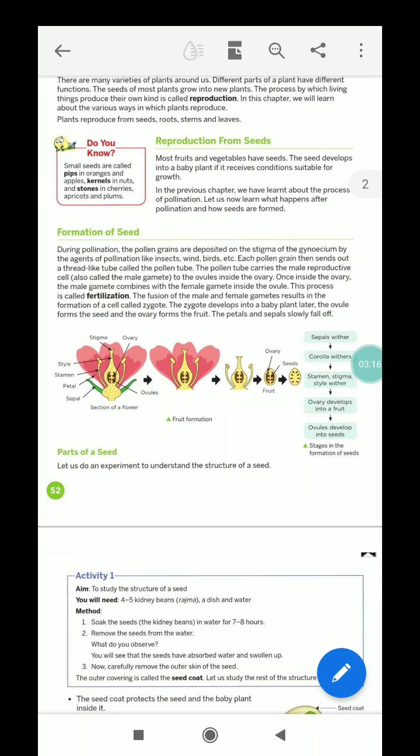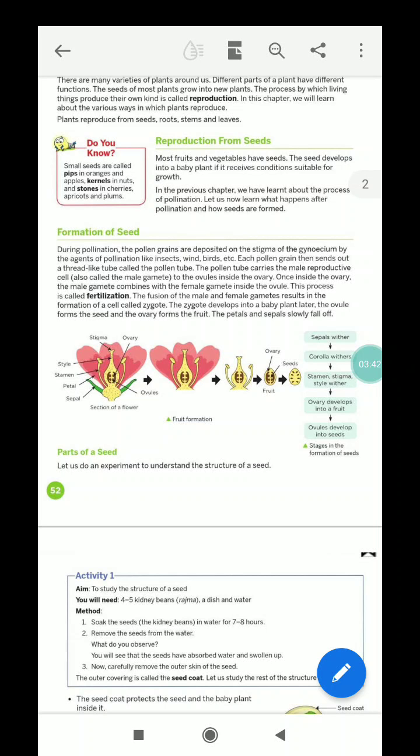Each pollen grain then sends out a thread-like tube called the pollen tube. The pollen tube carries the male reproductive cells, that is called male gamete, to the ovule inside the ovary. Once inside the ovary, the male gamete combines with the female gamete inside the ovule. This process is called fertilization.